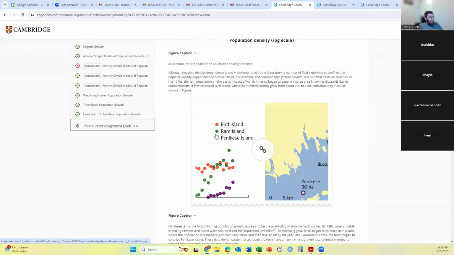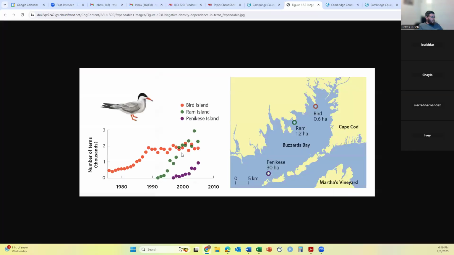We get a similar pattern with these birds here, and their limited resource here was nesting site. So when there were a few birds in the beginning, this is number of turns in the thousands, it initially increased pretty fast and then it kind of plateaued over time because there weren't open nesting sites.